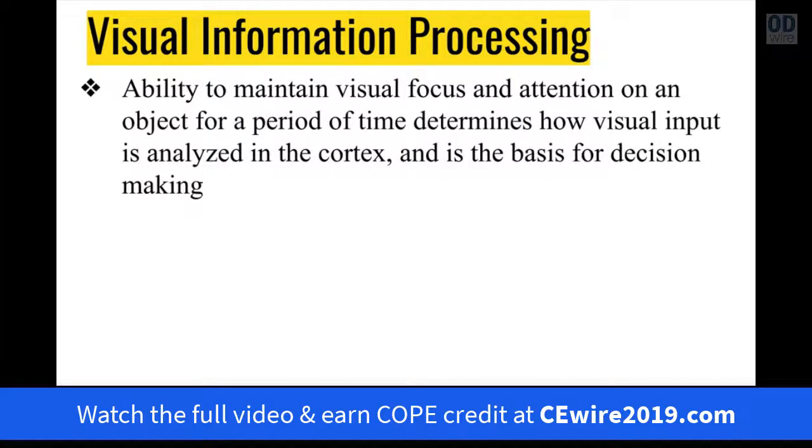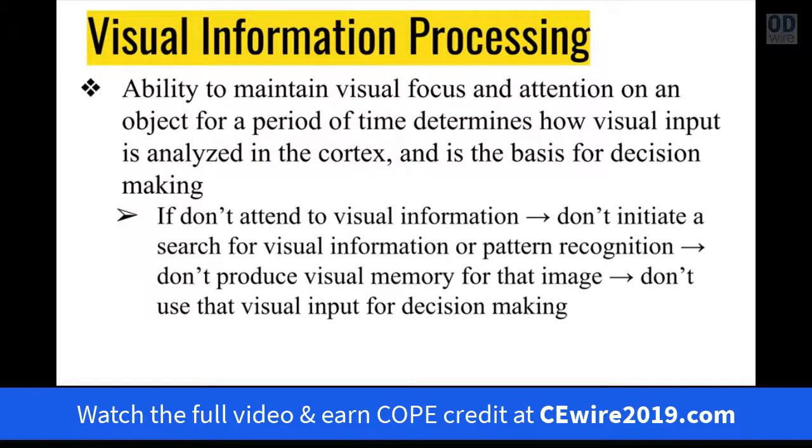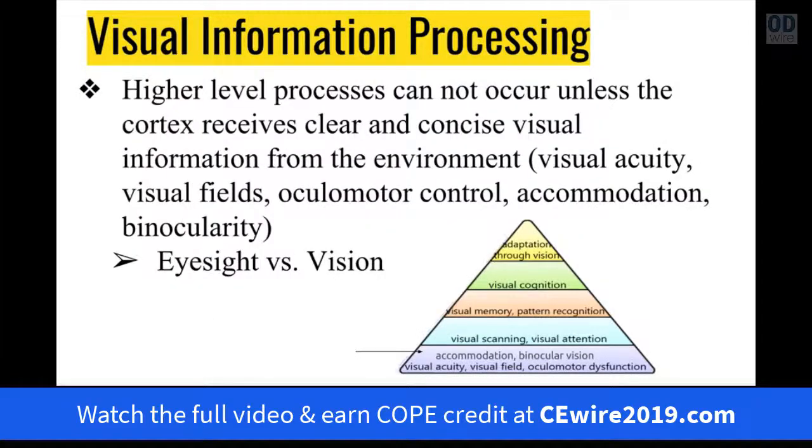Our ability to maintain visual focus and visual attention on an object for a period of time is going to determine how the visual input is analyzed in the cortex and is the basis for decision making. So if we don't attend to the visual information, we won't be able to initiate a search for the visual information or pattern recognition. We won't produce visual memory for that image, and so we are not going to be able to use that visual input for making decisions.